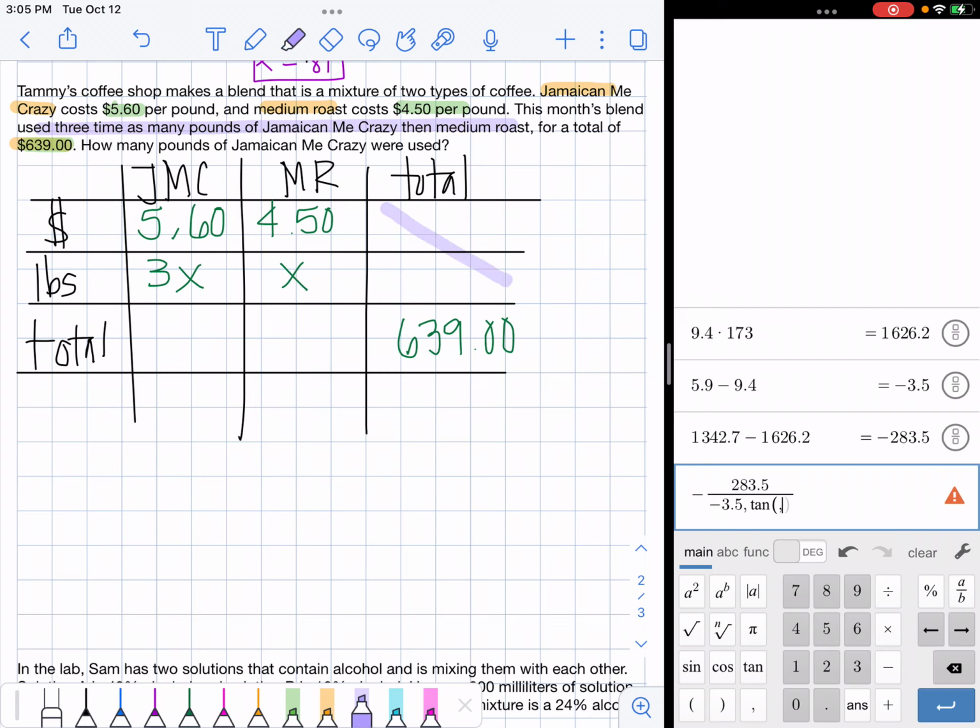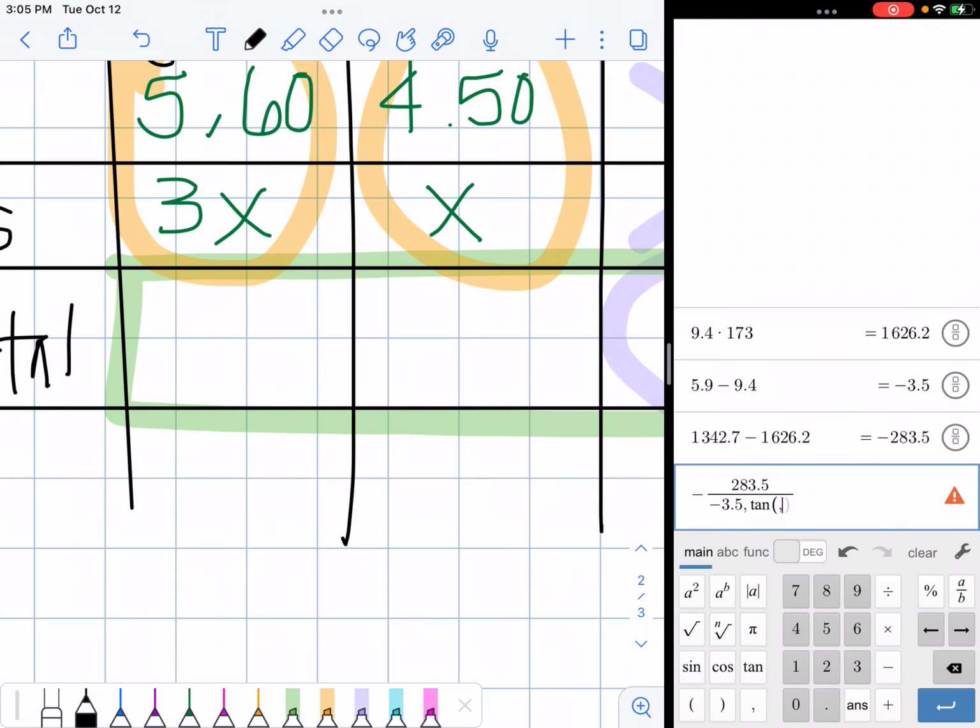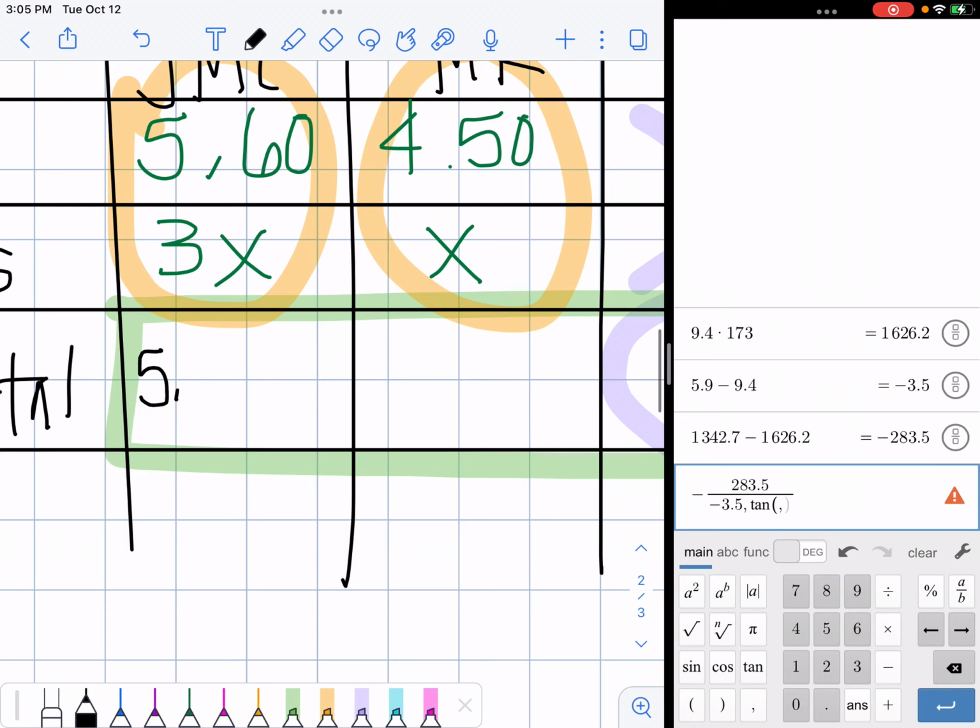I don't have to worry about filling in these boxes because they gave me the information of total sales. Total sales will be how much it costs per pound times the pounds of coffee that you have. So again, just like last time, we're going to fill in this total box by multiplying these together. For Jamaican Me Crazy, I'm going to take $5.60 per pound, and I used 3x pounds. For my medium roast, it's $4.50 a pound, and I used X pounds.